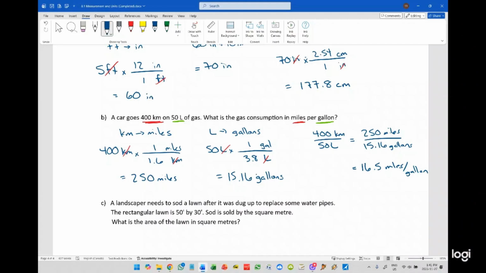Okay, so sometimes we have that where we have 2 units in one question, convert both units separately, and then put it back together at the end.